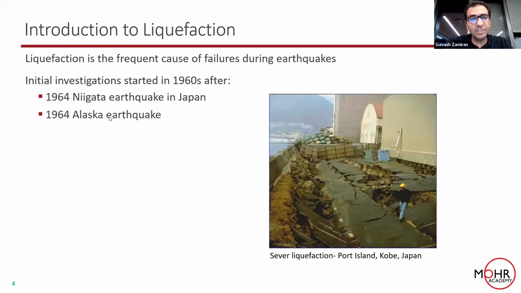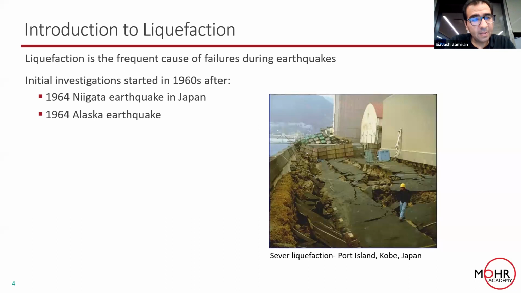Liquefaction is a frequent cause of failure during earthquakes, specifically in areas that are close to water: the seaside, the wharf, and the quay walls. For instance, quay walls are the retaining walls that are built adjacent to the ports.